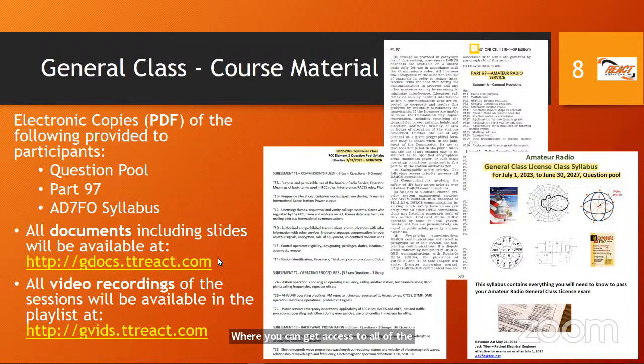So gdocs.ttreact.com is where you can get all of the slides. This slide deck that we're showing on your screen, we circulate that via this link. After every course, we place those slides inside of there. So as we progress on, you will see that repository building up as we go. And there are some other documents, such as the actual question pool, Part 97, and another good reference document that are all shared as PDFs inside of this link. So please become familiar with this link.